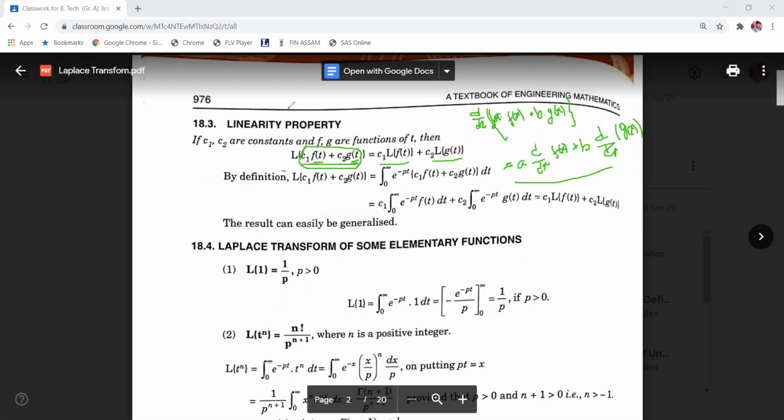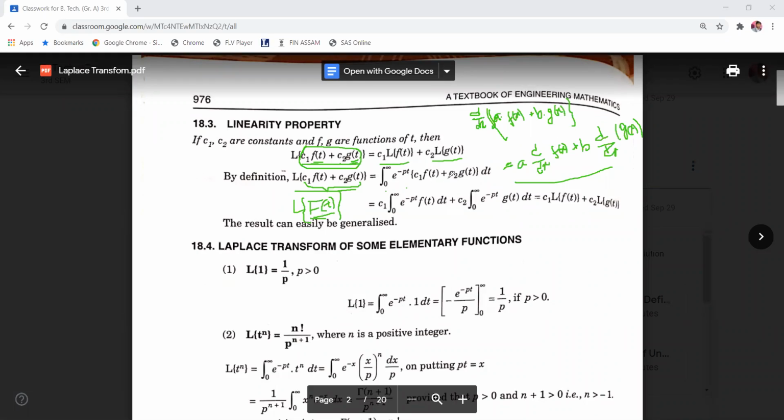Is that clear? So the proof is very simple here. What is the definition? So this whole part, if I consider it as capital F of t, then according to the definition of Laplace transform, the Laplace transform of this F(t) is equal to the integration from 0 to infinity of e to the power minus pt into f(t), and f(t) means C1 f(t) plus C2 g(t) dt. Is it not?